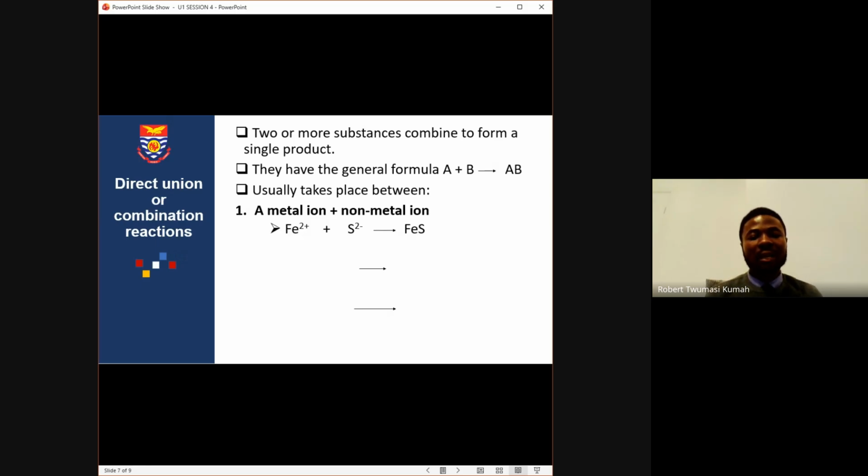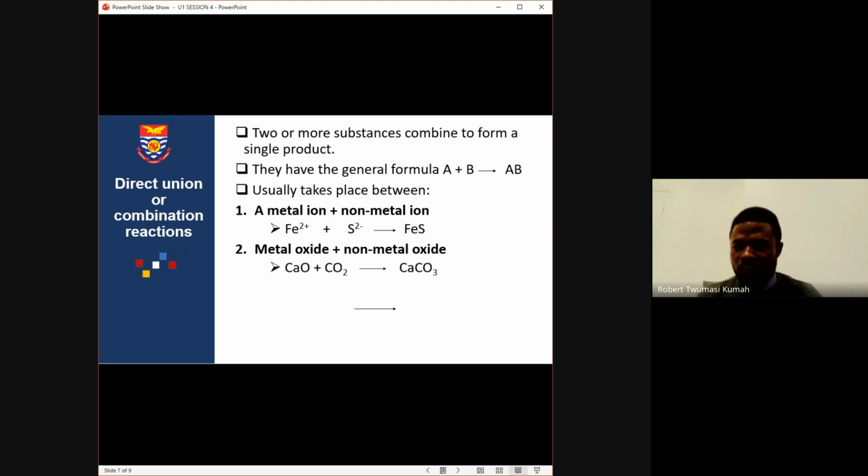metal and a non-metal, like iron and sulfur, giving us iron sulfide, just one product. Or a metal oxide and a non-metal oxide, like calcium oxide. Calcium is a metal, and we have the oxide. So this is a metal oxide, and then carbon dioxide, being a non-metal oxide, giving us calcium carbonate. So for example, you've been given an equation to complete and balance, and you have been given calcium oxide plus carbon dioxide.